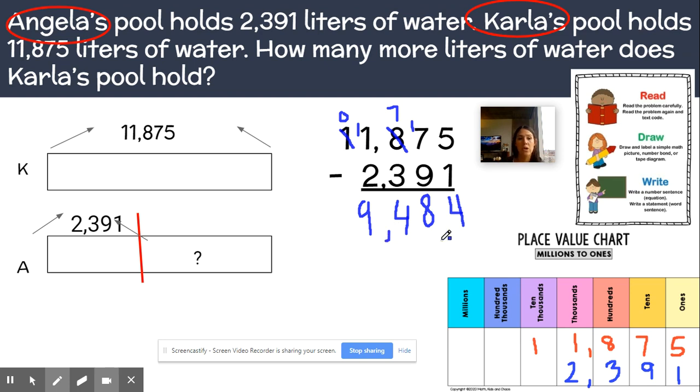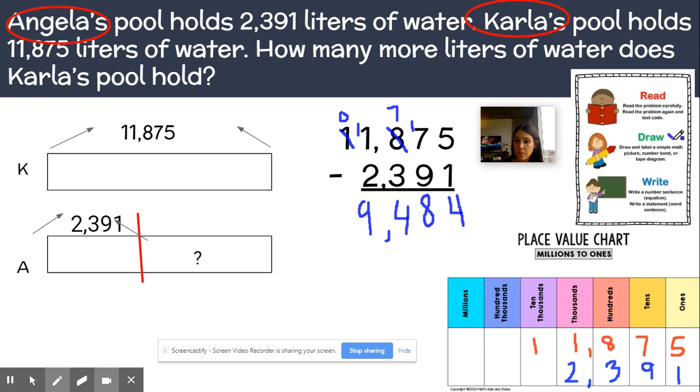Okay, so let's look at this again. I'm going to reread my problem one more time. Angela's pool holds 2,391 liters of water. Okay, I have that represented. Carla's pool holds 11,875 liters of water. How many more liters of water does Carla's pool hold? Well, I believe that Carla's pool holds 9,484 more liters, but I need to check before I make sure that that happens.